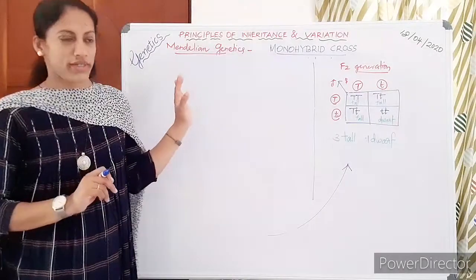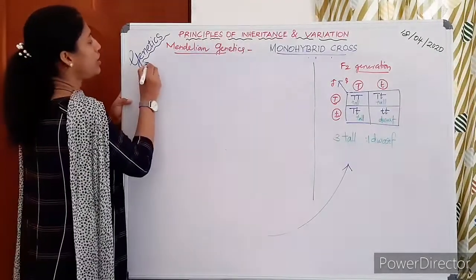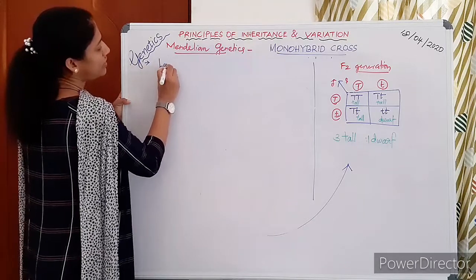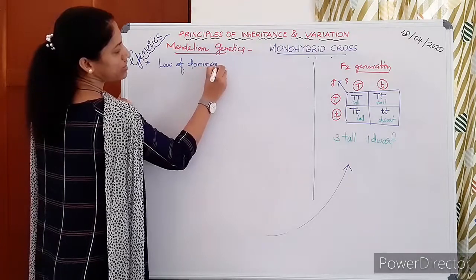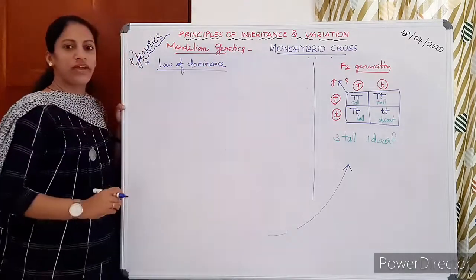Mendel is very famous for his principles of inheritance. Among these principles, the first two laws, the law of dominance and law of segregation, he introduced immediately after the monohybrid cross. It will be clear from the monohybrid cross. The third law, law of independent assortment, is meant for the dihybrid cross, which we will discuss later. Anyway, we are moving to the principles of inheritance by Mendel. The first law is the law of dominance, Mendel's law of dominance.